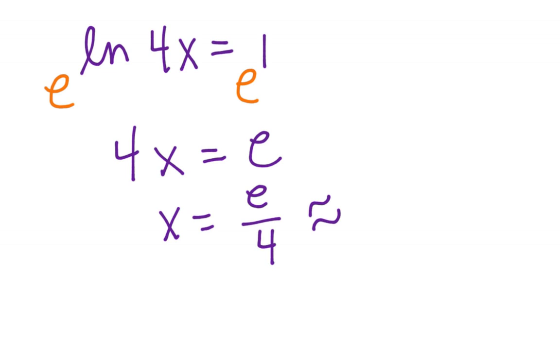And I want to approximate that, so I'm going to do this on my calculator. e divided by 4 is approximately 0.679. Done. We're going to take care of derivatives and integrals all in one swoop. So hold on, because this is going to be the most fun you've had all day.